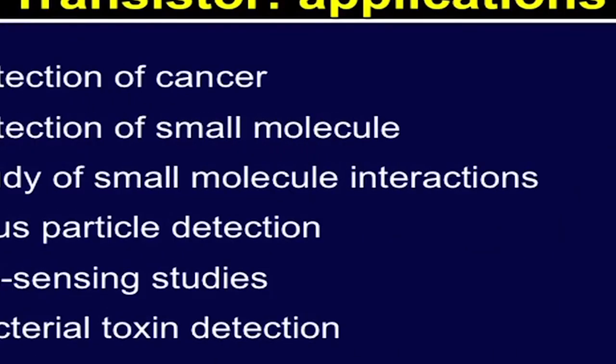Despite some of the challenges and demerits of silicon nanowire field effect transistors, they have been applied for various types of studies in proteomics, including detection of cancer, detection of small molecules, study of small molecular interactions, detection of virus particles, different types of biosensing studies, and again similar to the viral particle detection, different types of bacterial toxin detection studies have also been performed by using this technique. So, overall, many therapeutic based studies have shown the potential of silicon nanowire field effect transistors, which can be applied for cancer biomarkers and other diseases.